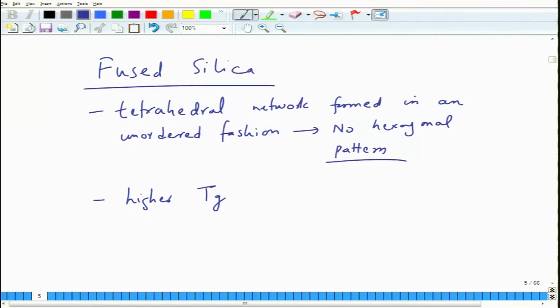As a result, its softening temperature is about 1600 degrees centigrade. To be precise, 1665 is the softening temperature, Ts. So as a result, these can be used for applications which require high temperature. They are transparent, so they are like glasses, but they can withstand very high temperatures.